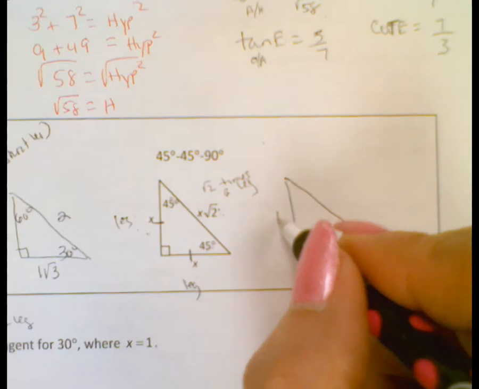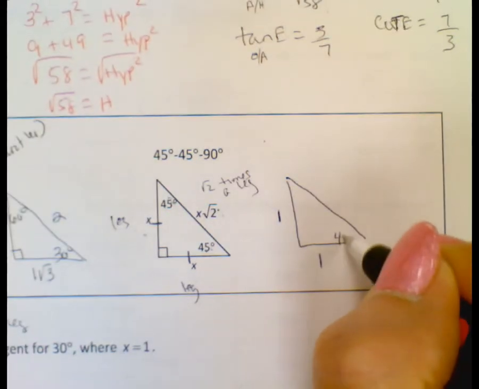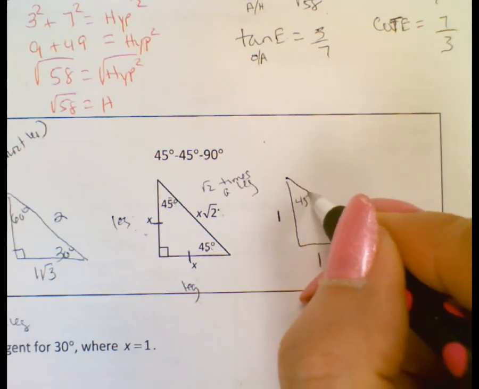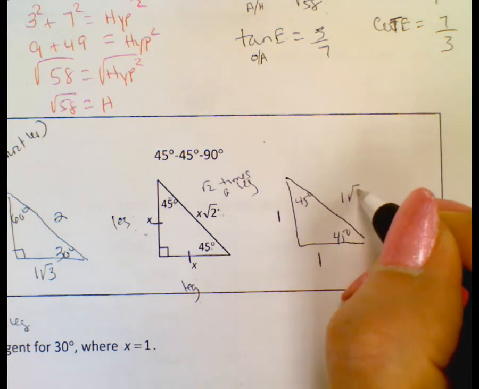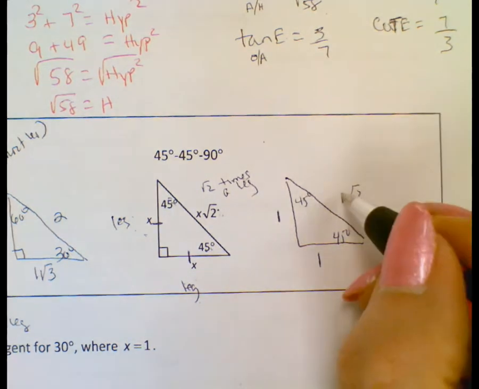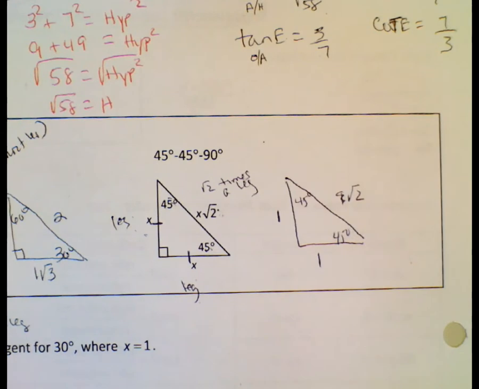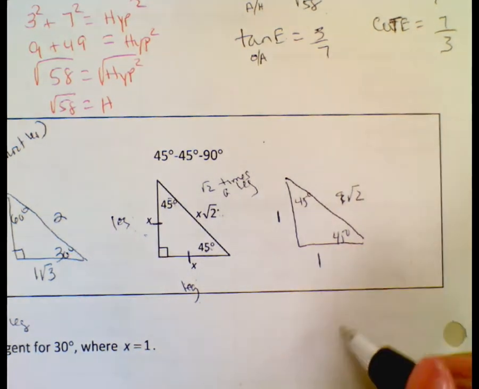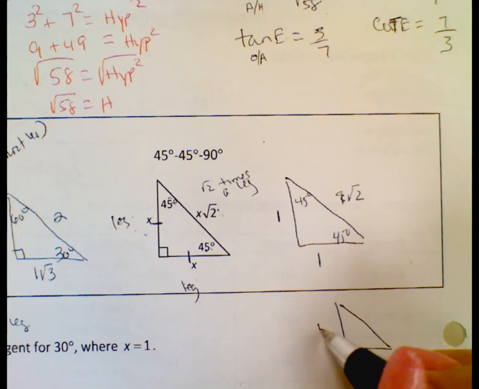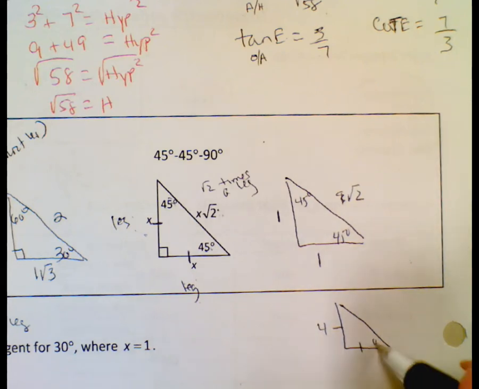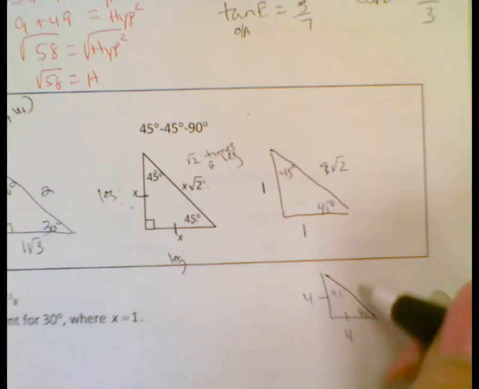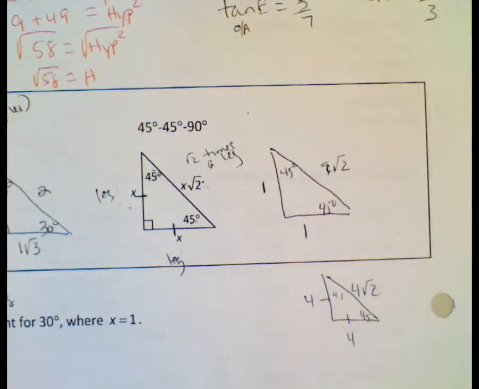So I use numbers. If this is 1 and this is 1, the hypotenuse is radical 2 times 1, which is just 1 radical 2, and you can get rid of the 1. Just call it radical 2. And that's how you do 45, 45, 90. So what if this was a 4? Then this is a 4, because they're the same. It's isosceles. And what would the hypotenuse be? 4 radical 2.